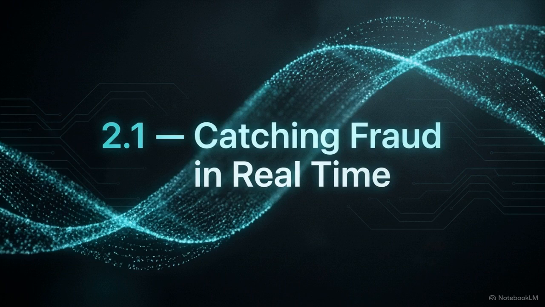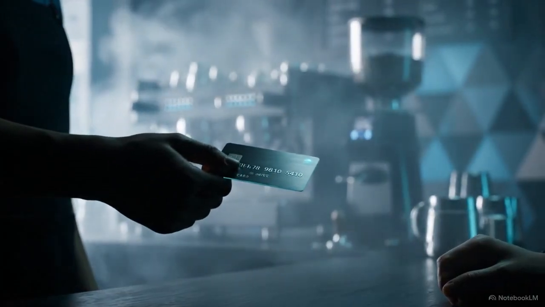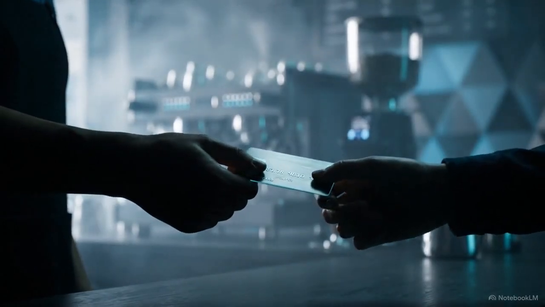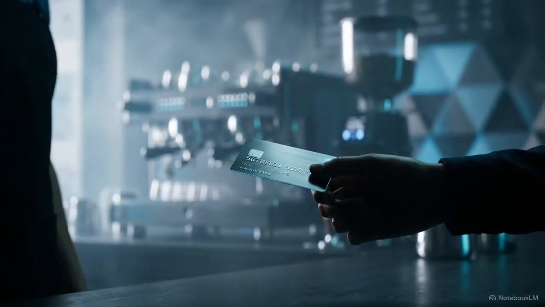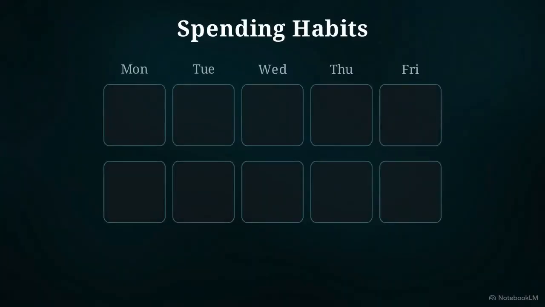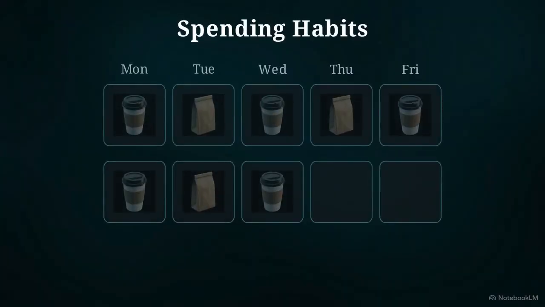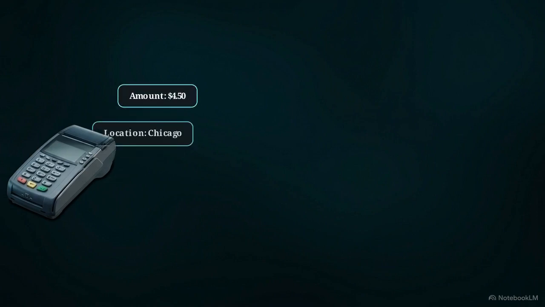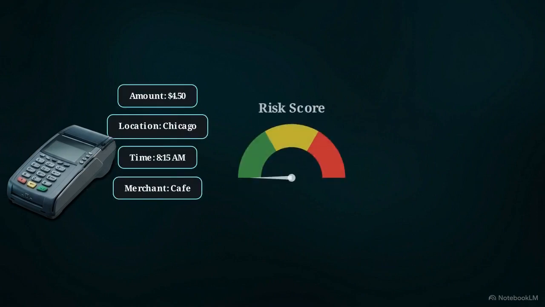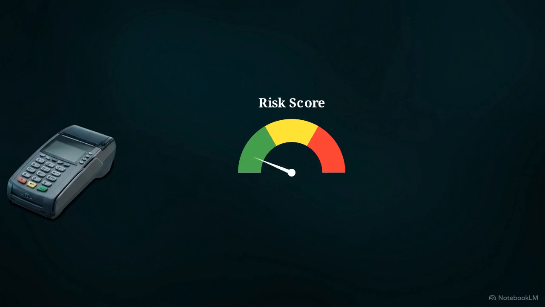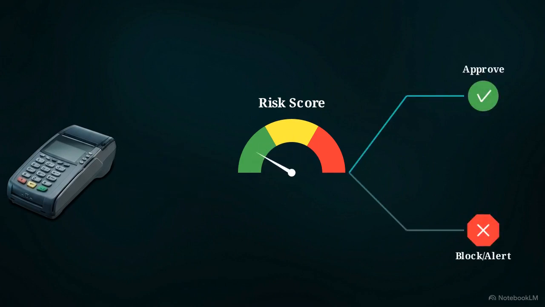Let's start our financial journey with real-time fraud detection. Catching fraud is a prime example of pattern spotting in action. Specifically, banks use a technique called anomaly detection. The system learns what your normal spending habits look like, and it flags any activity that sharply departs from that pattern. This diagram shows what happens in the milliseconds after you swipe your card. The transaction data, including the purchase amount, your location, the time of day, and the merchant type, flows rapidly into a central model to generate an instant risk score.